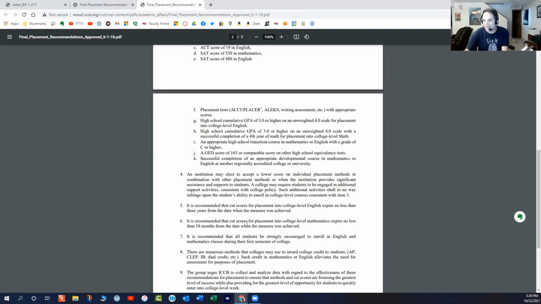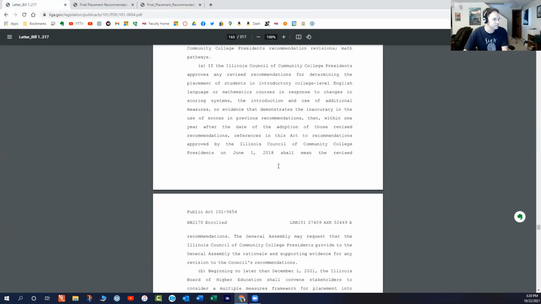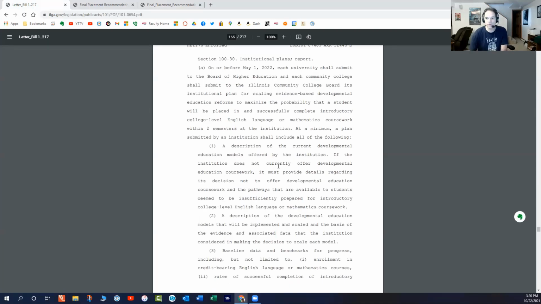Does anyone want to add anything about the placement part before I talk about the DevEd reform part? Okay, great. That must mean I'm doing a good job.